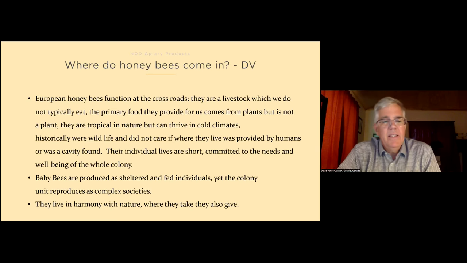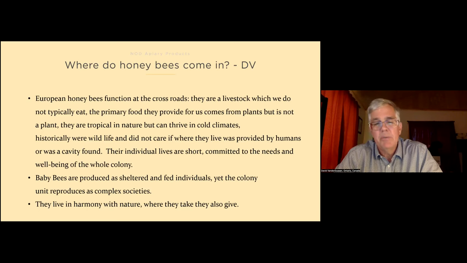The other thing that is very fascinating to me about bees is that they live in harmony with nature. When they visit a flower, they are there to meet their own needs. They're looking for the nectar as a carbohydrate source, and they're looking for the pollen as a protein source. But where they are doing this work, not only do they gather this food for themselves, but they're also doing a service to the plant. And Heather's going to be talking about that.